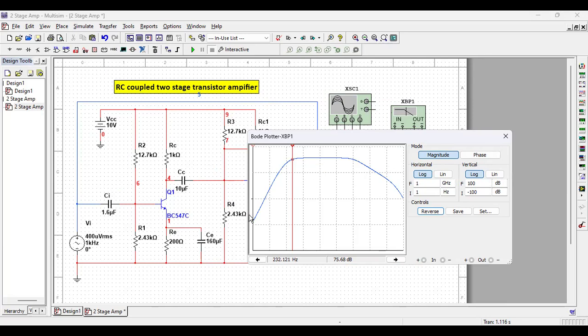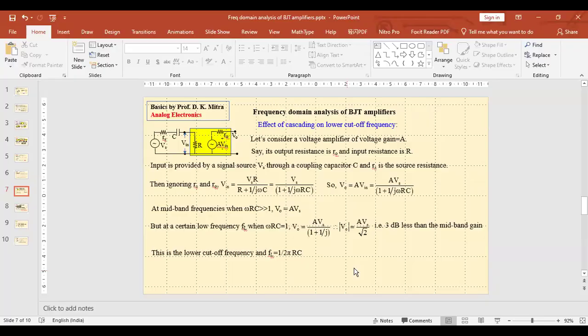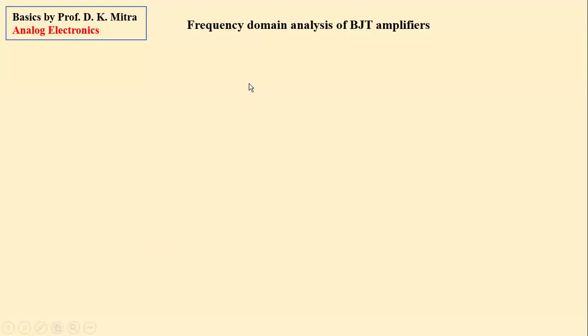Now I shall change from this Multisim window to another window. For that, your screen may be interrupted for a second. Yes, we come here. I think now you are with me. Frequency domain analysis of BJT amplifier. In this, we are going to see what is the effect of cascading. This multi-staging is also called cascading, on lower cutoff frequency.